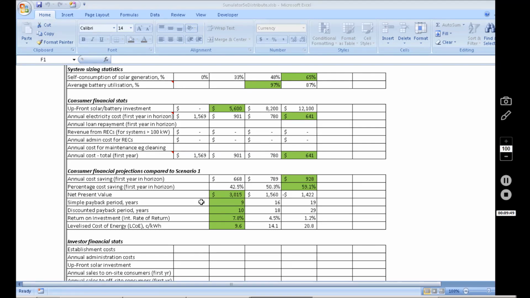So even though you get bigger bill savings with the battery, it takes you longer to pay off because of the higher upfront cost, because the bill savings are not dramatically bigger. You can see we're going from a 42% with no battery up to a 50% bill saving with a small battery.